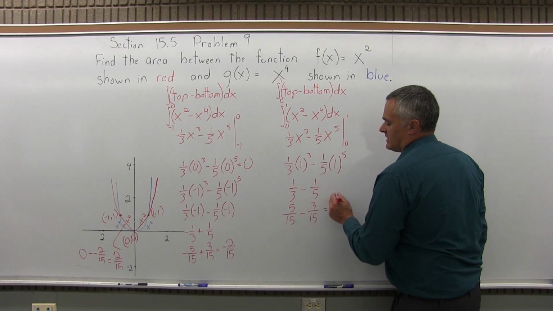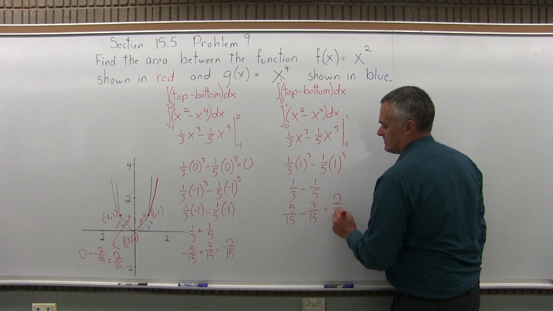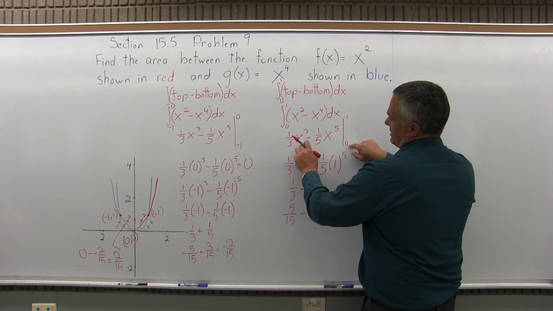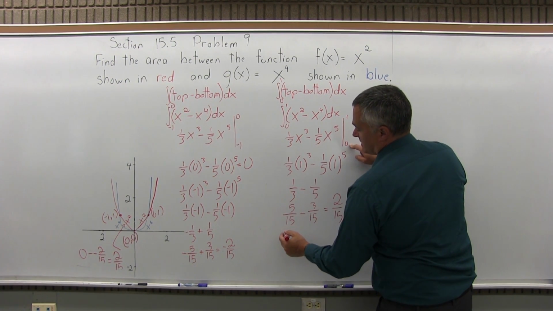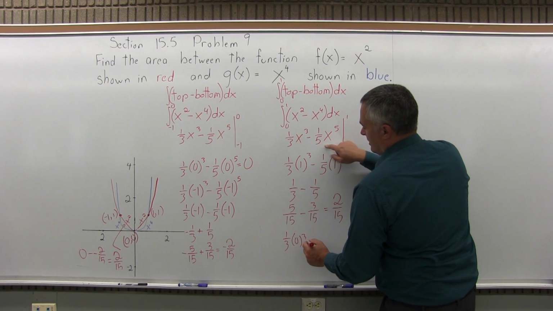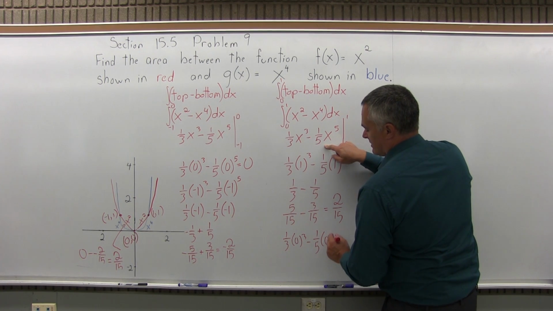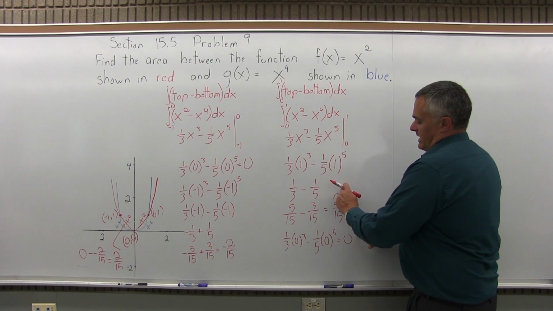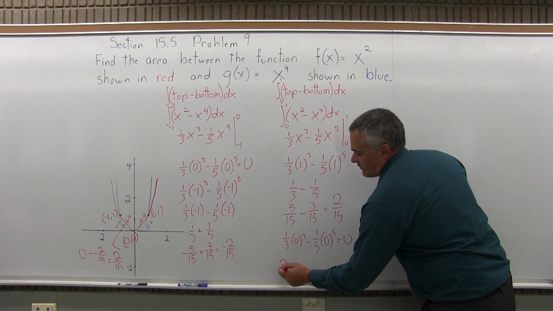5/15 minus 3/15 is 2/15, which winds up being the answer, but you're supposed to plug in the lower limit of integration, which will give me a 0. So 1/3 x cubed will be 1/3 0 cubed, minus 1/5 x to the 5th is 1/5 0 to the 5th. I have 0 minus 0, which is 0. So finally now 2/15 minus 0, the 4th step.